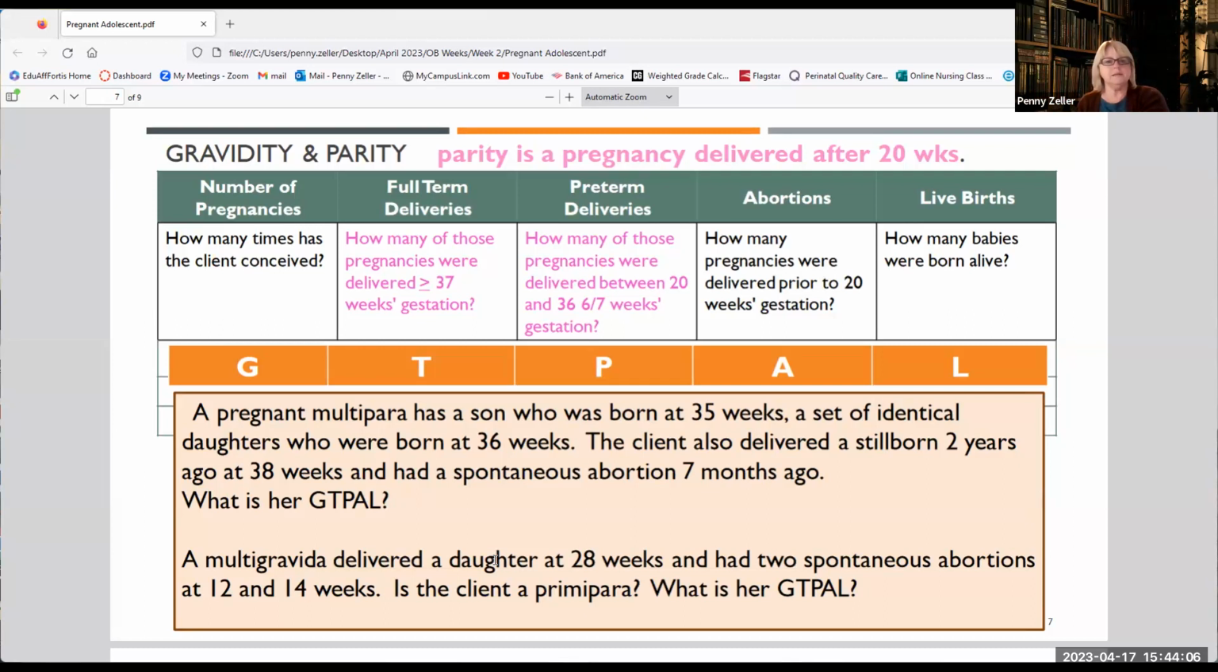So let's try an example. You have a pregnant multipara, so she's delivered two or more babies after the 20th week. She has a son who was born at 35 weeks, a set of identical daughters who were born at 36 weeks, and she delivered a stillborn 2 years ago at 38 weeks, and she had a spontaneous abortion 7 months ago. This is very complex, and the way I'm going to teach you how to do this is, number one, how many times has the client conceived? And that will give you your G. So what is her G?